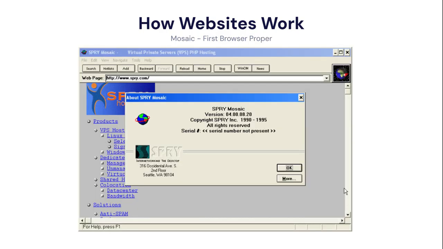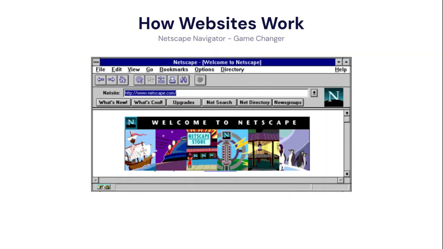And then along came Spry Mosaic, which was my first browser, which I remember really, really well. These were like bulletin boards and things like that, but you actually had hyperlinks that were pictures and all stuff like that. So that was kind of a game changer. But the big game changer really came with Netscape Navigator.